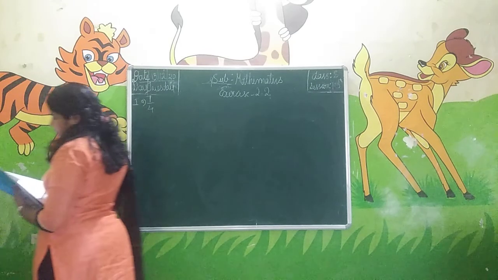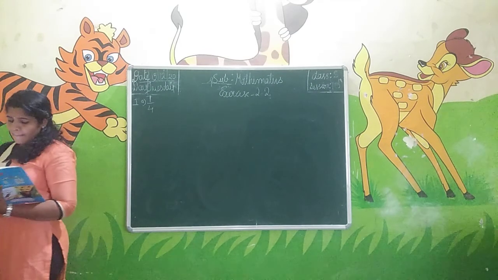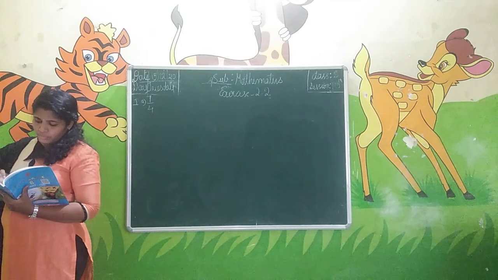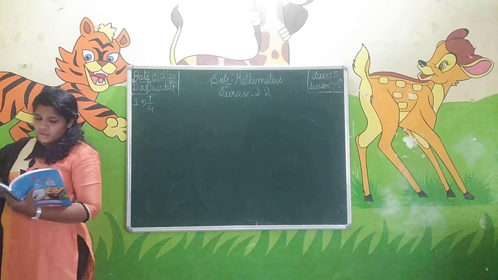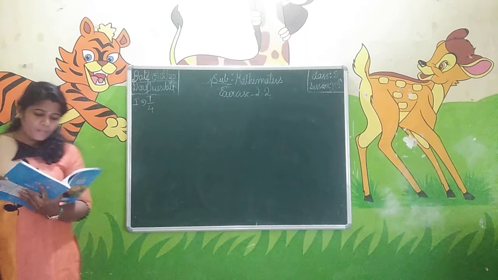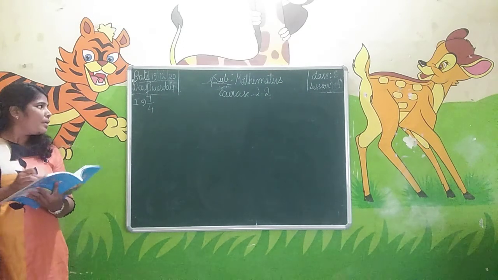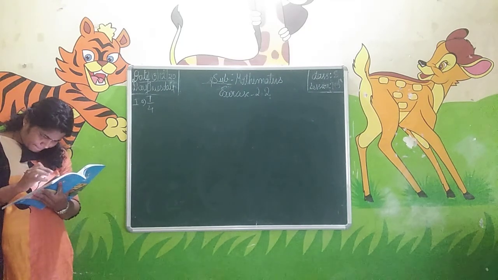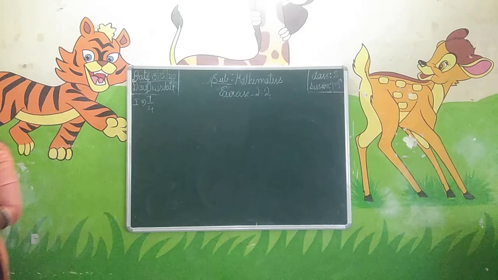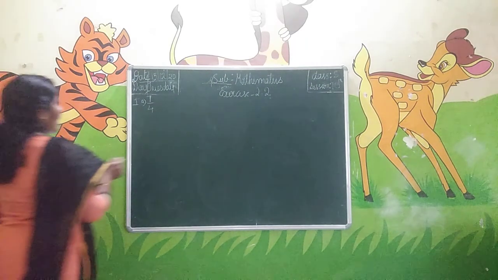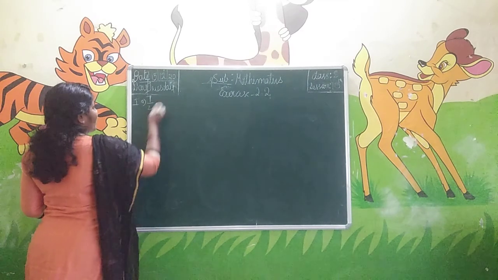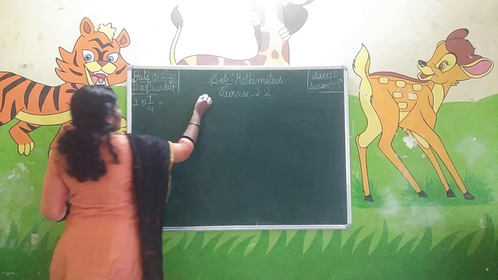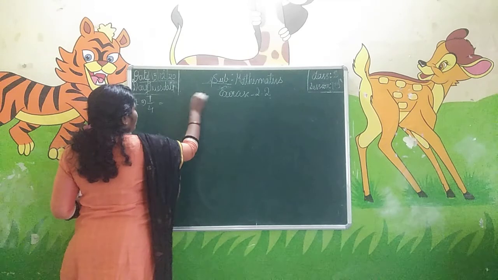So it is a number, in which form? It is in the improper form. So 7 by 4, first you have to convert it into a mixed fraction. Then how do we convert it into a mixed fraction? That is, 7 should be divided by 4.